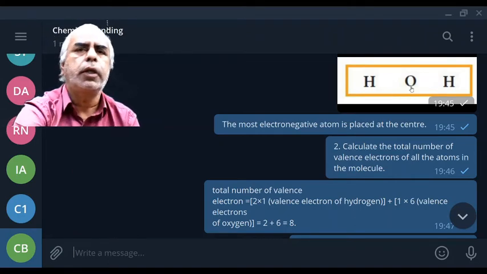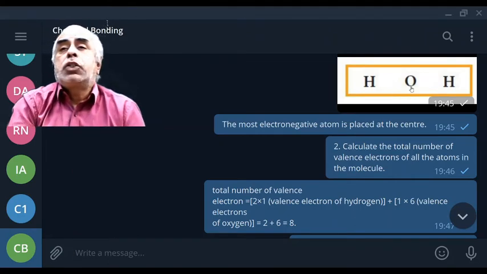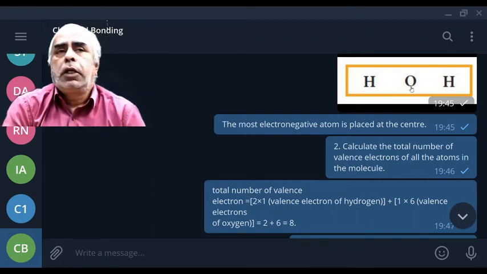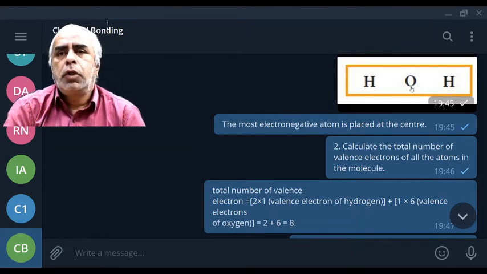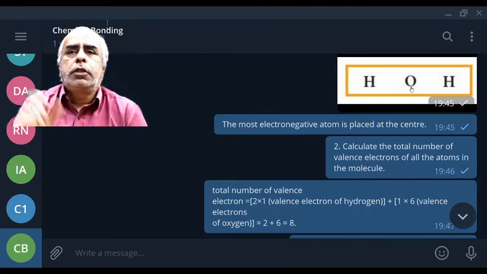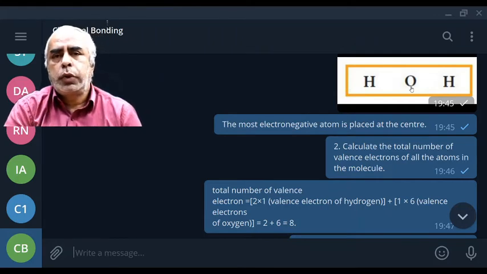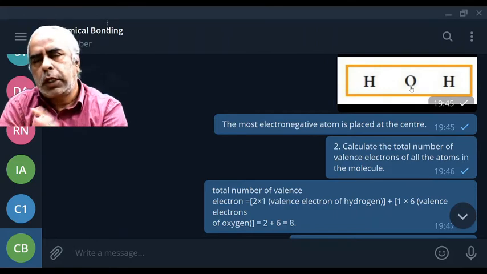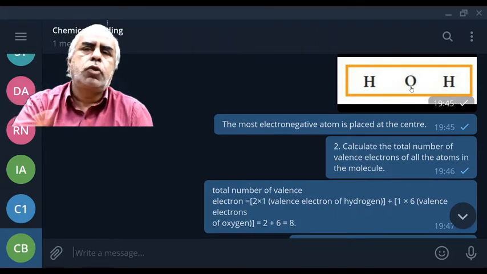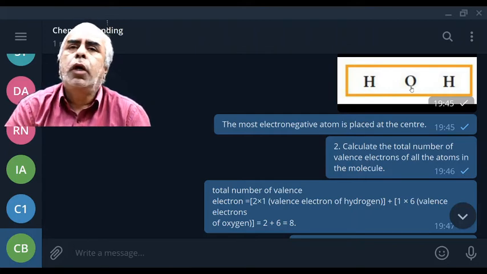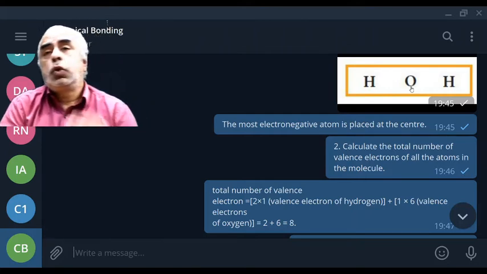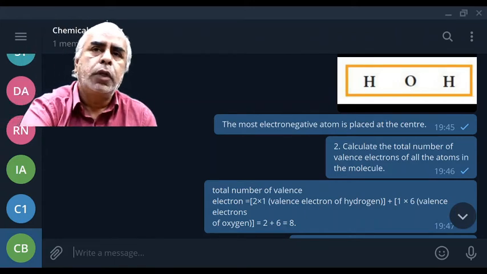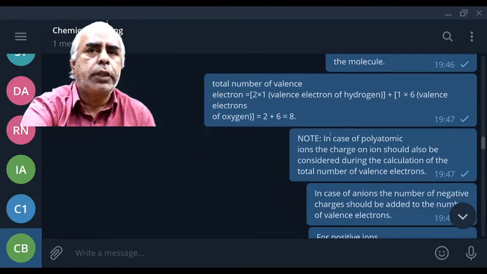Here we have hydrogen. For hydrogen, it is 1. For oxygen, you can write the electronic configuration as 1s2, 2s2 and 2p4, because the atomic number of oxygen is 8. So that is 6 electrons in the outermost shell. Here the outermost shell is the second shell, so you have 6. You have 2 hydrogens, so 2 into 1, 2, plus 6, that is 8. So we have a total of 8 valence electrons.